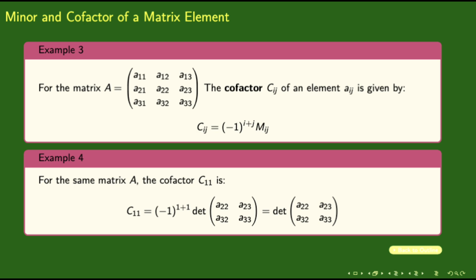Specifically, for the element A11, the cofactor C11 is obtained by taking the minor M11, which is the determinant of the submatrix formed by removing the first row and the first column, and then multiplying it by (-1) to the power of 1 plus 1. Therefore, C11 is equal to the determinant of the submatrix formed by the elements in the second and third rows and columns of A, which are a22, a23, a32, and a33. Understanding cofactors is essential for determinant expansion and matrix inversion, as they are used to construct the adjugate matrix.